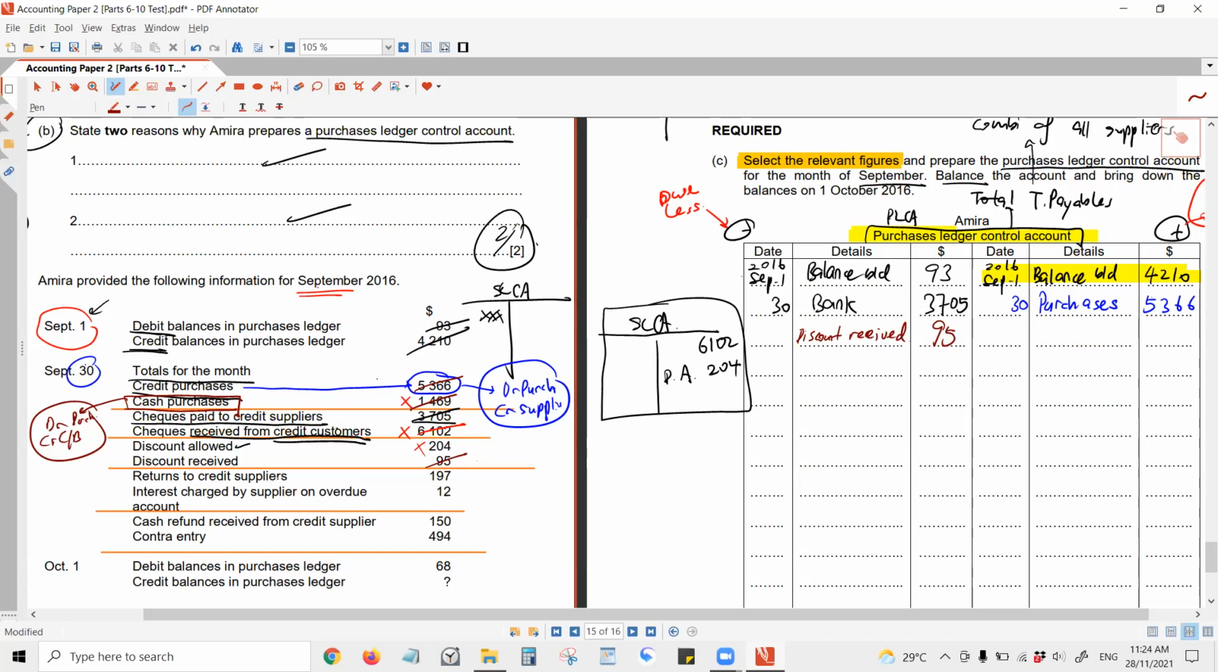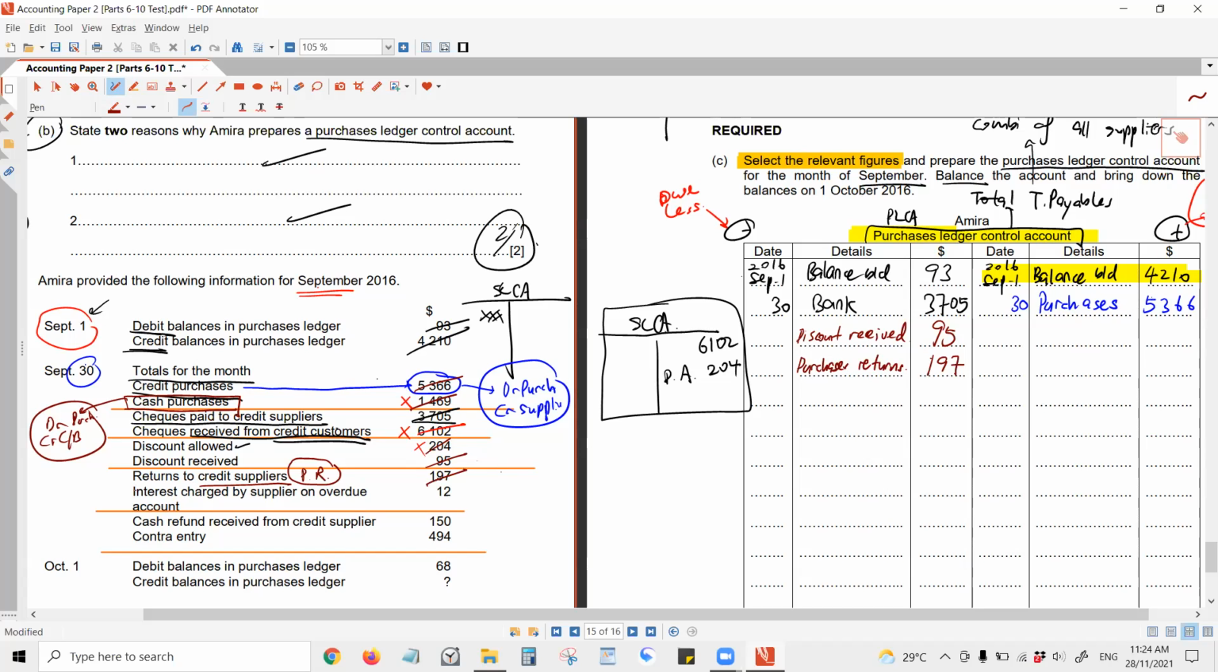Okay. Returns to credit supplier. We return goods back to credit supplier. We call it purchases return. This is purchases return, right? Return goods back to credit supplier. Okay, here, it makes us owe less to the supplier. 197. Purchases returns.